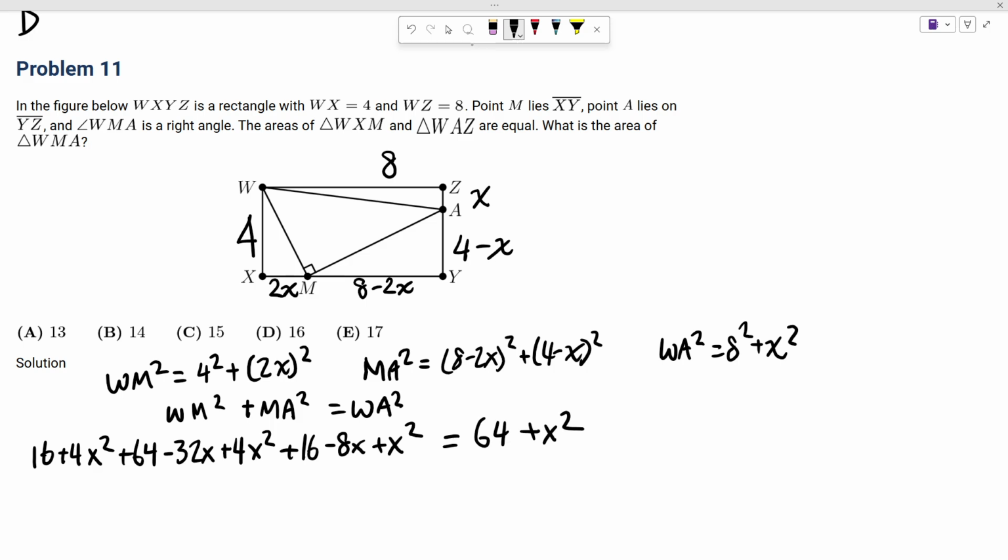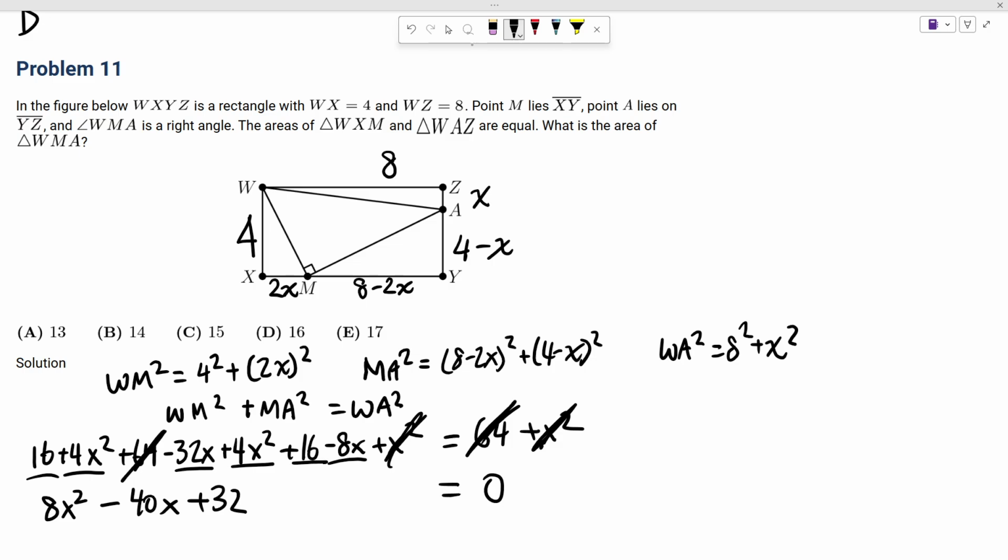So now let's collate all of the x squareds, x and constant terms on both sides. Let's cancel out the 64s to make things easier, and these x squareds. Now we can see on the left side we have 8x squared, which are this 4x squared and the 4x squared, and then minus 40x, which is the minus 32x and minus 8x, and then plus 32 from the 16 and the 16, equals 0.